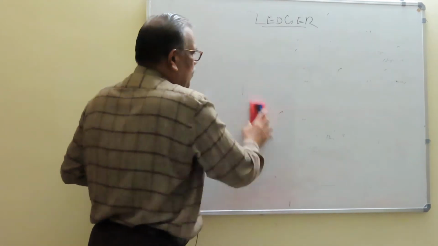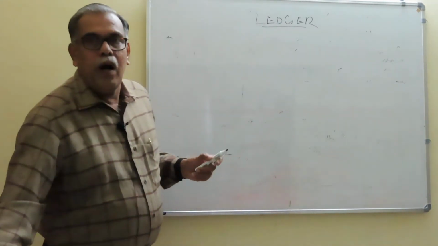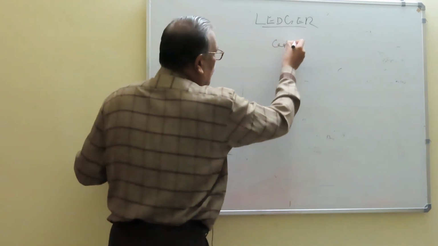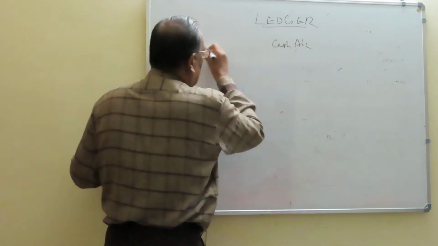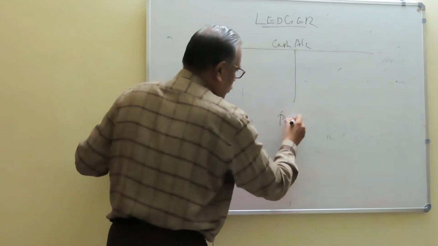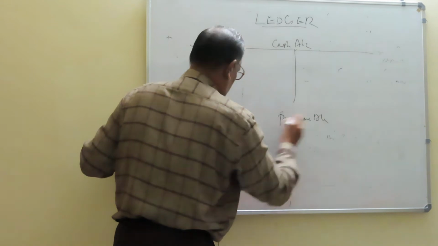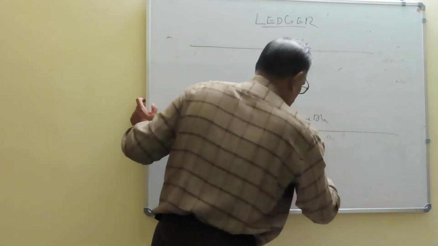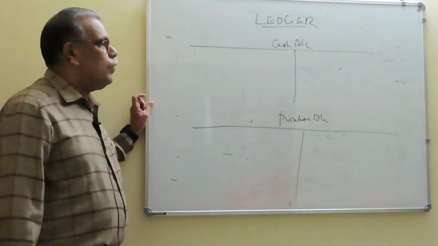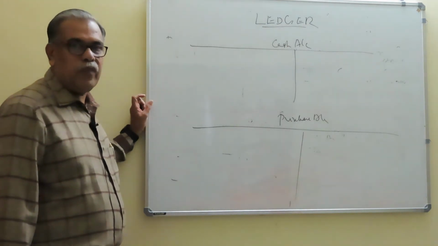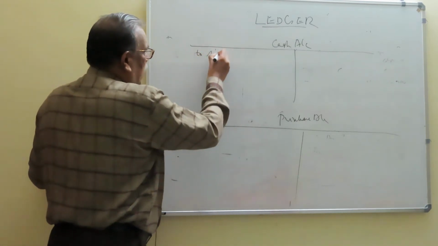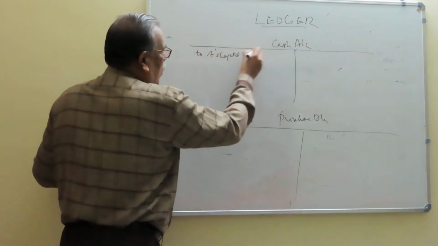And we will just see how to balance an account. So now we are showing a cash account here, a cash account and a purchase account, two accounts. Suppose a trader started business with 1 lakh rupees. Journal entry is cash account debtor to capital account, say A's capital account, 1 lakh rupees.